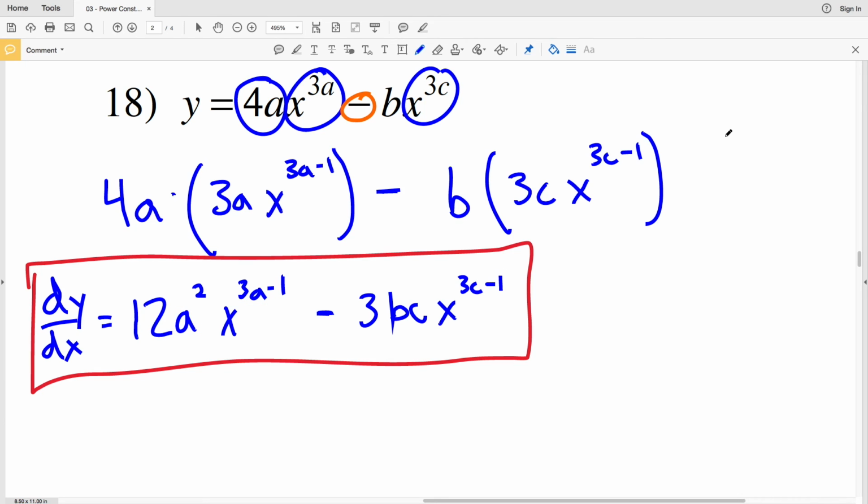So with that, we wrap up the differentiation, power, constant, and sum rules worksheet.